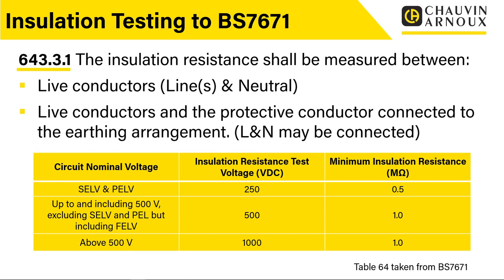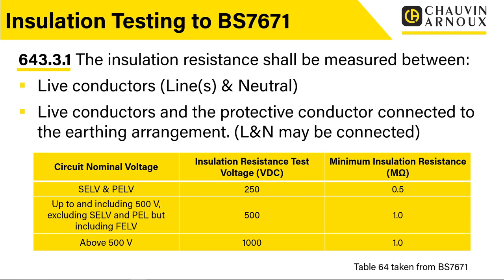So functional extra low voltage. Although the voltage is lower on that, it doesn't have the same levels of insulation, the same levels of safety built into FELV. So FELV would be tested at 500 volts in this case. So circuits up to 500 volts, our normal 230, 400 volt circuits, and FELV are tested at 500 volts DC, and the minimum insulation resistance is 1 million ohms. So we would expect the resistance of those circuits to meet 1 million ohms.